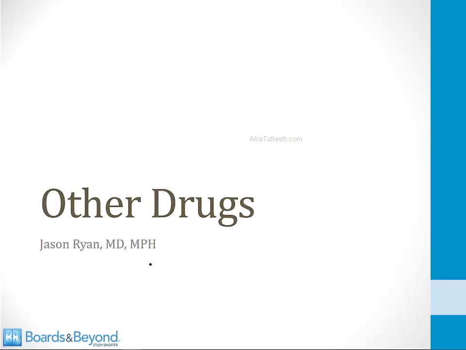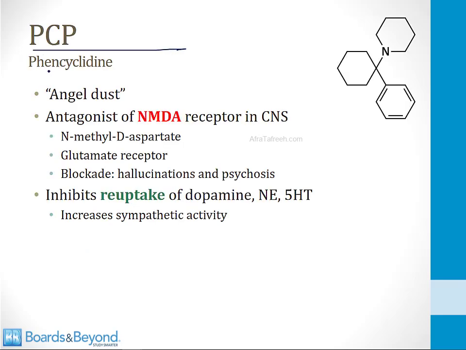Hello everyone and welcome to our module on other drugs of abuse. We'll start with PCP, which is phencyclidine. This is its chemical structure shown on the screen here. It's also commonly called angel dust. This has two effects that lead to the reasons why people abuse this drug.